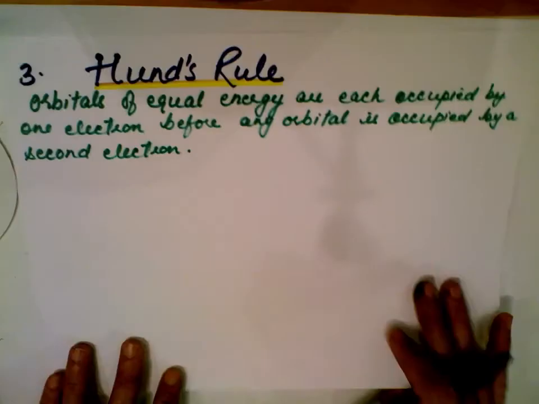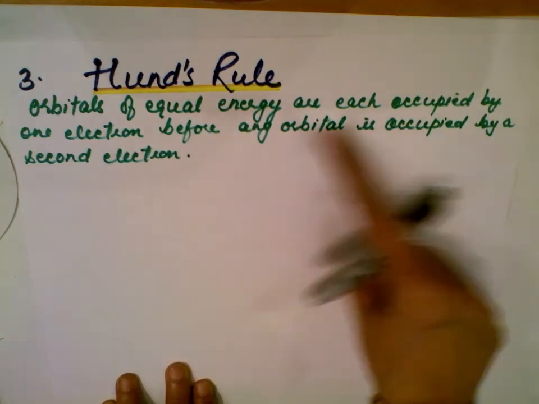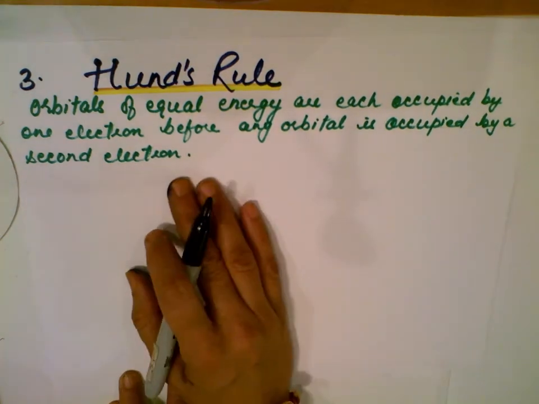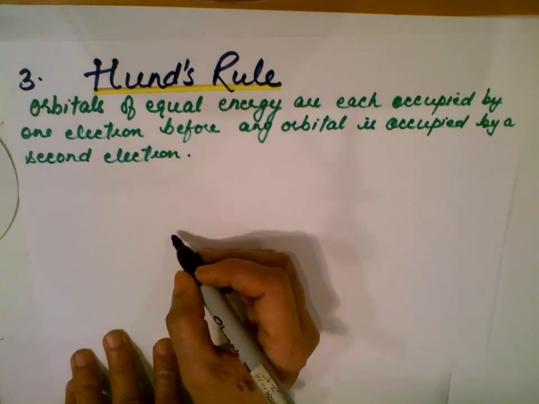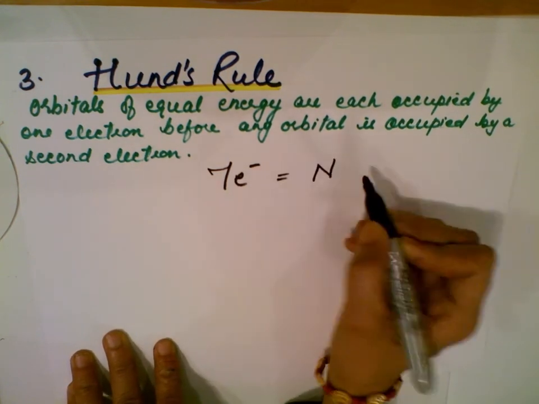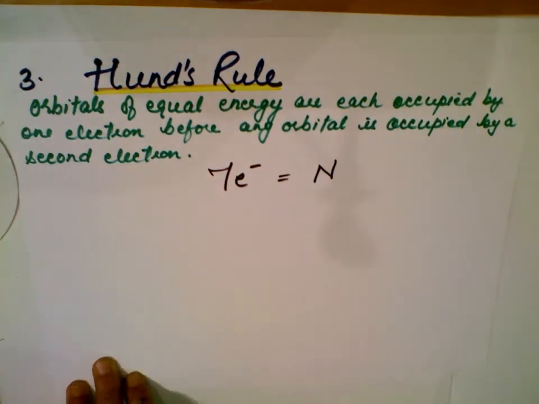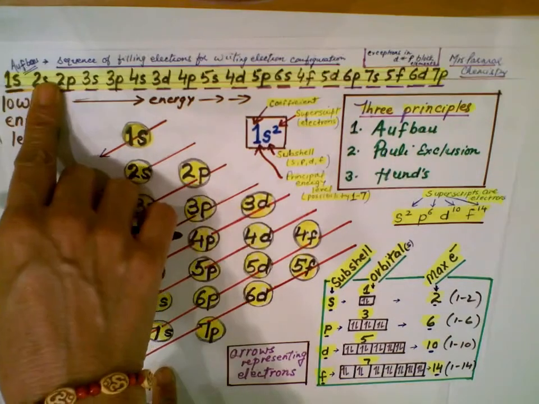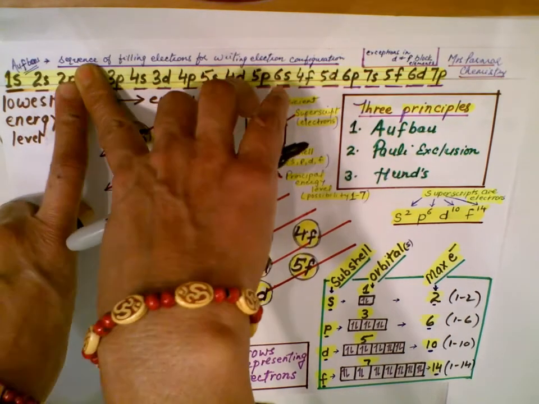Next rule is Hund's Rule. The rule says orbitals of equal energy are each occupied by one electron before any orbital is occupied by a second electron. That looks like so much to understand, but the example will make it easy. Let's take an example with 7 electrons. When you look at the periodic table, it is nitrogen, total 7 electrons. You're going to follow the sequence. We are going to go until 7, 1s2, 2s2, 2p3, because 2 plus 2 plus 3 will be 7.